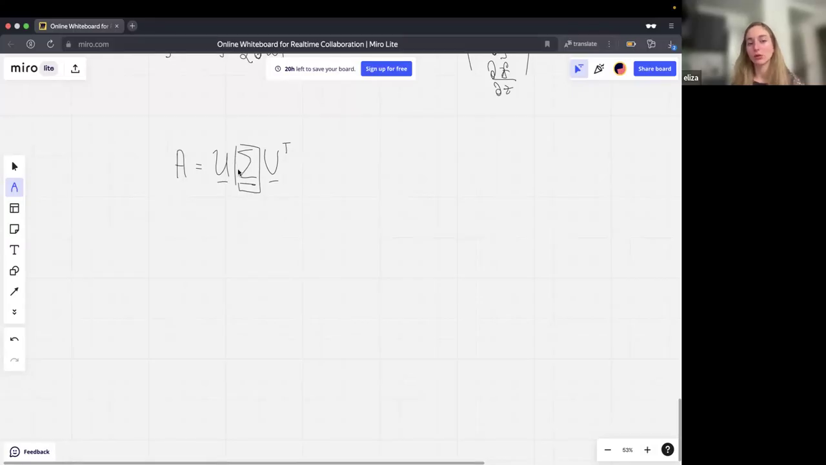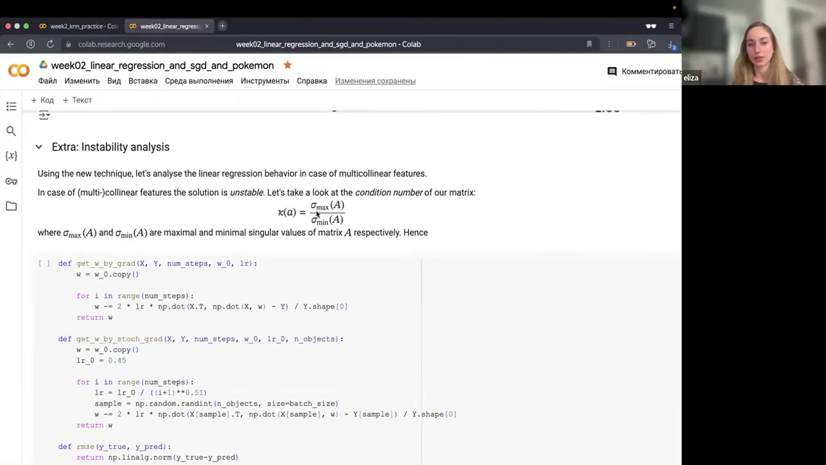And you need to choose from this matrix the maximum singular value and the minimal singular value. This maximum and minimum value help to define the condition number. What is the condition number and what does it mean? The condition number is a value which helps to define the stability of our model.